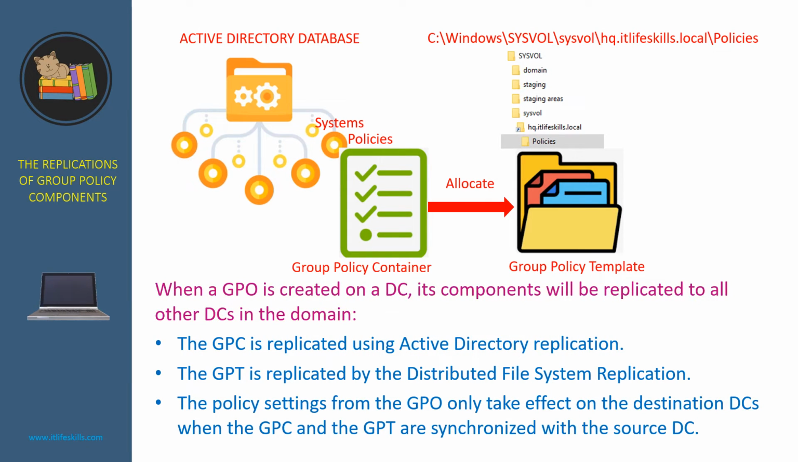When a group policy object is created on a DC, its components will be replicated to all other DCs in the domain. As you may figure, the group policy container is replicated using Active Directory replication, and the group policy template is replicated by the distributed file system replication. The policy settings from the group policy only take effect on the destination DCs when the group policy container and the group policy template are synchronized with the source DCs.